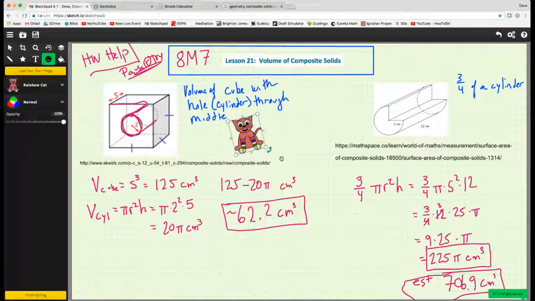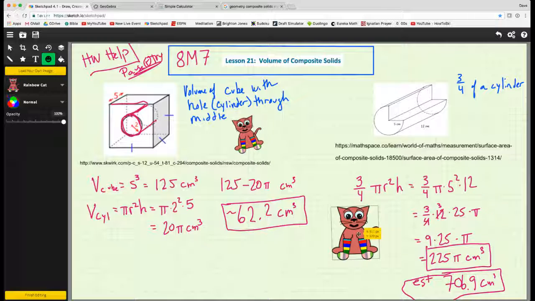Let's lay down some happy cats. And so this is your problem sets, thinking about adding or subtracting composite solids. And it's just an application of what you already know with a little critical thinking layered on top. So we will leave you with that.